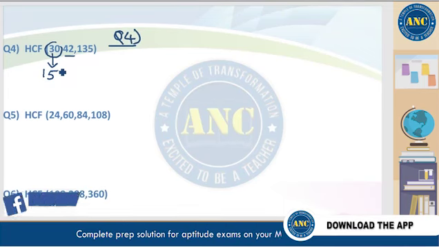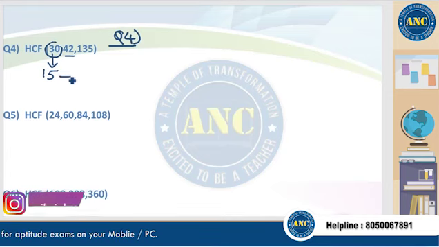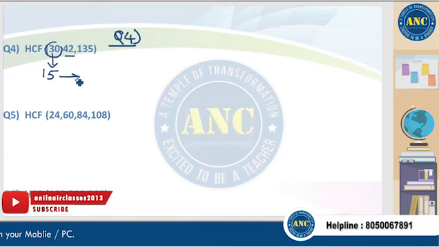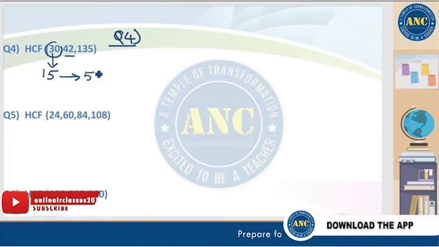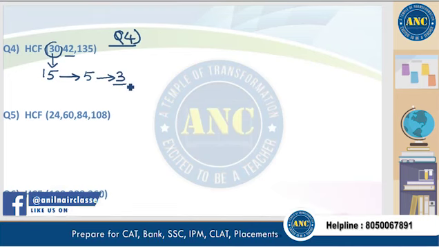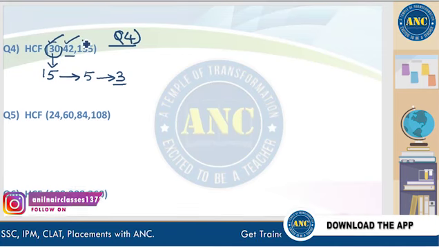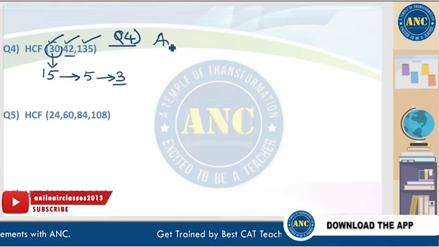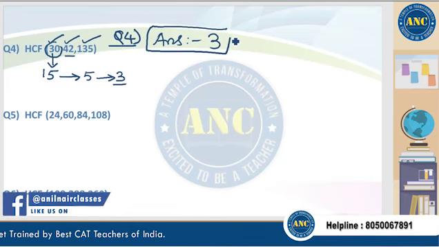Check whether 15 divides every other number. 15 2s are 30, 15 3s are 45. 42 is not divisible by 15. What is the next highest factor of 15? 5. Is 42 divisible by 5? No, because for a number to be divisible by 5, the unit digit should be 0 or 5. It is not 5. What is the next highest factor? 3. 3 10s are 30, 3 14s are 42, 3 45s are 135. Question number 4, answer will be 3.